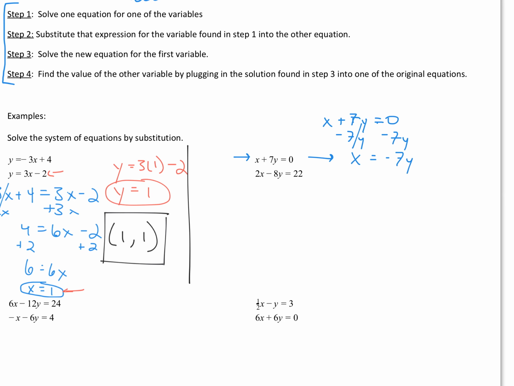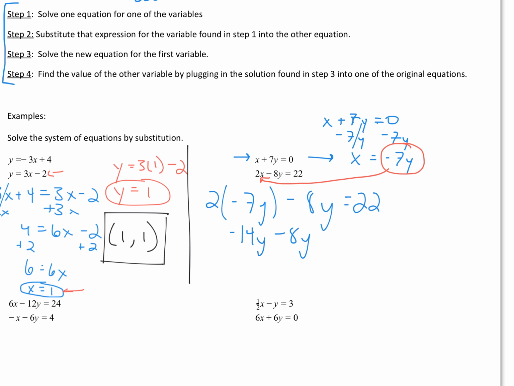Now on step 2, we're going to take this and put it in for x. We're going to substitute that value in. So 2 times negative 7y minus 8y equals 22. 2 times negative 7y is negative 14y, minus 8y equals 22. Combine these two together, negative 22y equals 22. Divide by negative 22, y equals negative 1. So we found our value for y.